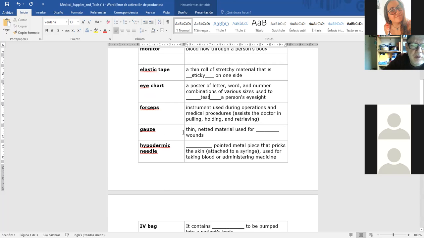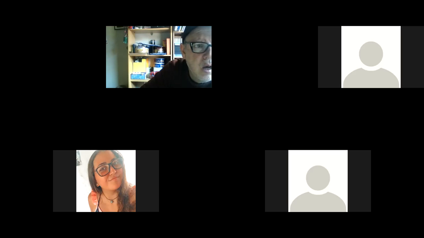What is the missing word for gauze? Thin netted material used for dressing wounds. Excellent. What about this? Hypodermic needle. Hypodermic needle. Ay, me fui, sorry. I'm going to get back.